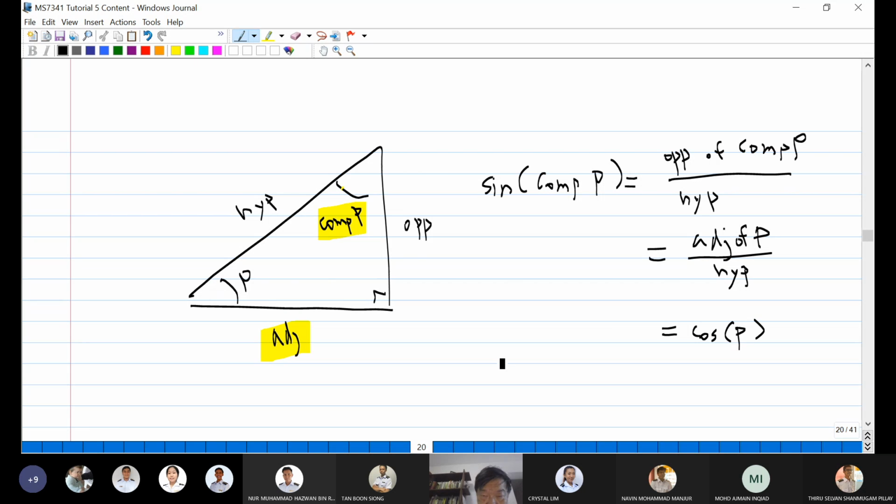That's why for next time, whenever you see sine of comp P, it is straight away cosine P now. Don't need to worry about 90 minus P, right? Just straight away write cosine P. So this is how these things are related in trigo. Okay, so this is what happened in example 9.